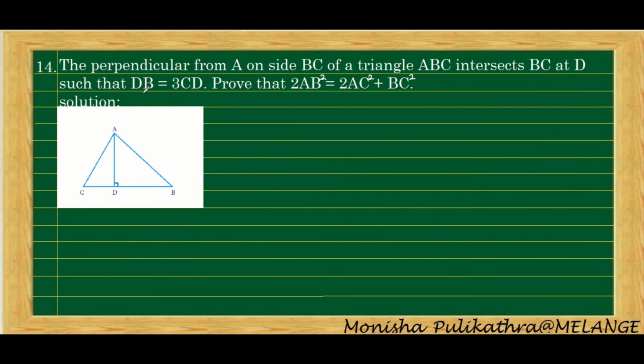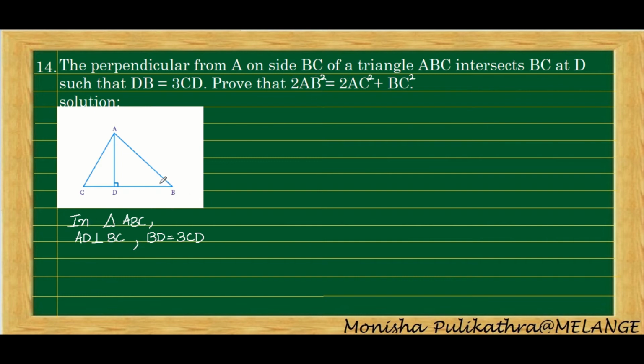Moving on to the 14th problem. Here, the perpendicular from A on side BC of triangle ABC intersects BC at D. So they have already said that AD is perpendicular to BC such that BD is equal to 3CD. We have to prove this equation. So here in triangle ABC, AD is perpendicular to BC, and BD is equal to 3CD. This is the only information they have given. We need to prove this.